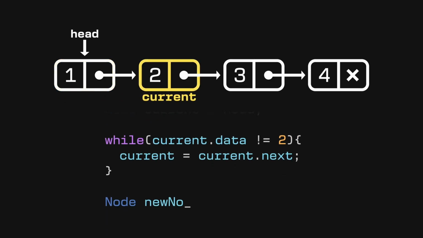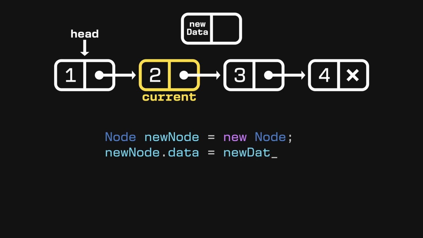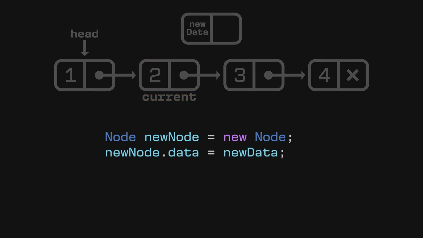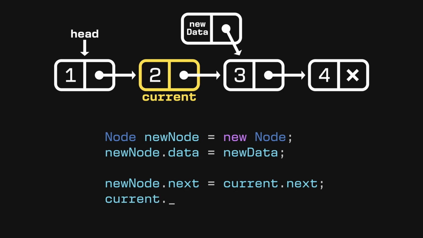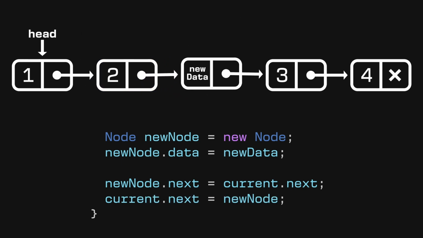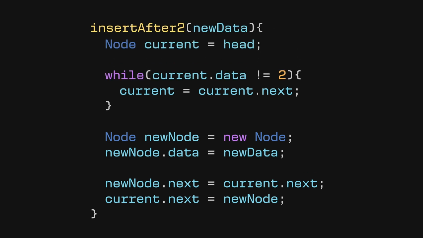Now, let's create our new node and store new data in its data field. Then, think about where we want this node to be in the sequence. It should be the node right before the current node's next node. So we'll set the new node's next field to be the current node's next field. Then we'll change the current node's next field to point to the new node. And just like that, we've inserted a new element in the middle of the linked list by only changing 2 pointers.